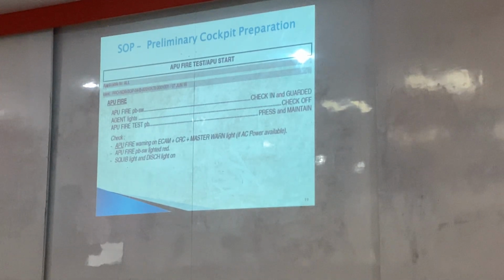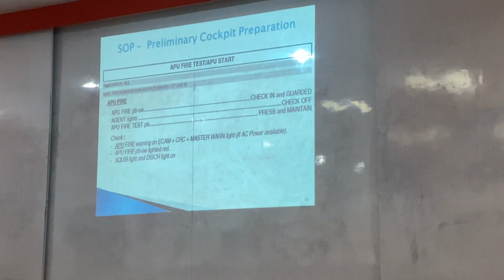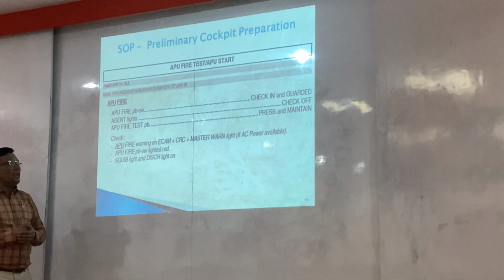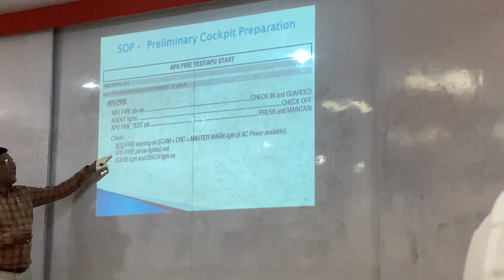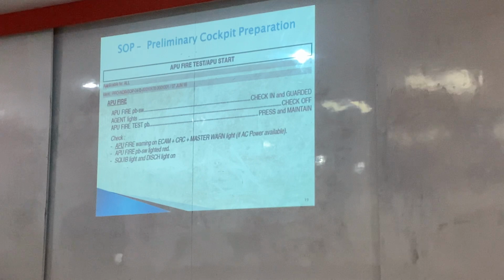SOP for preliminary cockpit preparation: APU fire test or APU start. APU fire push button switch check in and guarded. Agent lights check off. APU fire test push button press and maintain. Check APU fire warning on ECAM plus CRC plus master warning light if AC power available. APU fire push button switch lighted red and squib light and discharge lights on. This is the APU fire test.